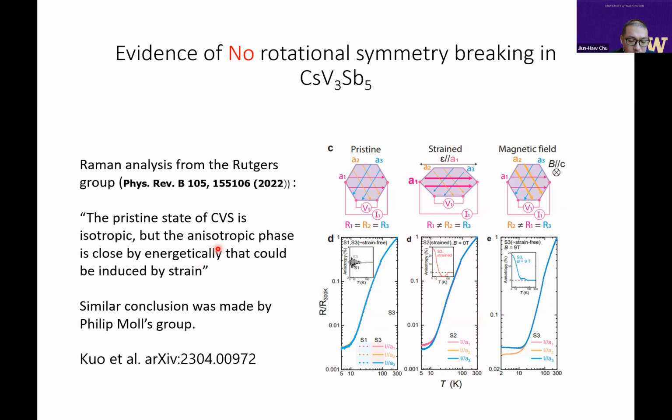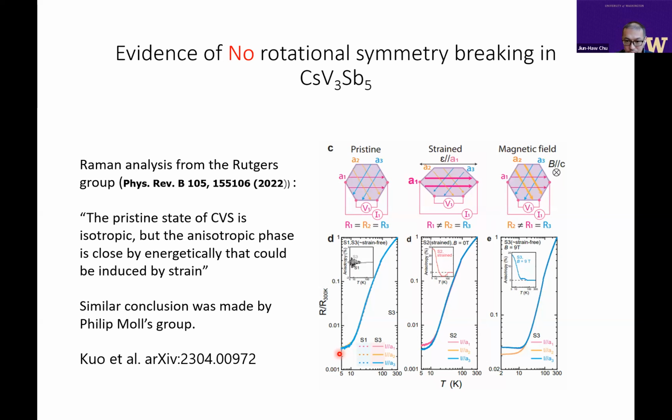breaking rotational symmetry. Now, a similar conclusion has been drawn by the Philip Moll group, who have done some very interesting measurements using the focused ion beam technique of fabricating very well-shaped, small micro-scale samples. This is work discussed in this preprint by Guo et al. What they did is fabricate a structure which can keep the sample in an almost pristine, strain-free condition. They fabricate a hexagon and put contacts on the corners, measuring resistivity along three principal directions. What they found is that in the strain-free case, the resistivity along the three directions is identical.